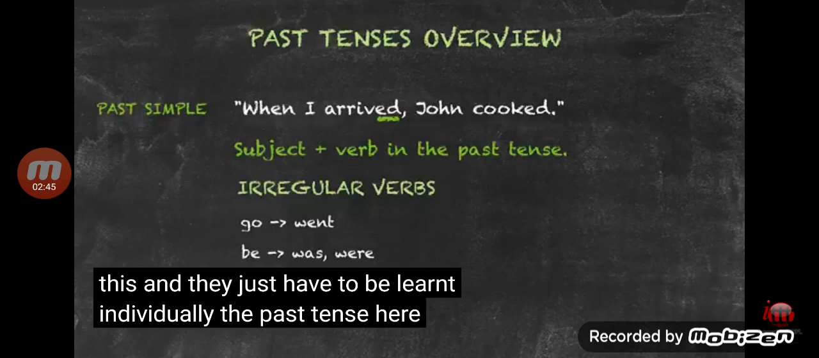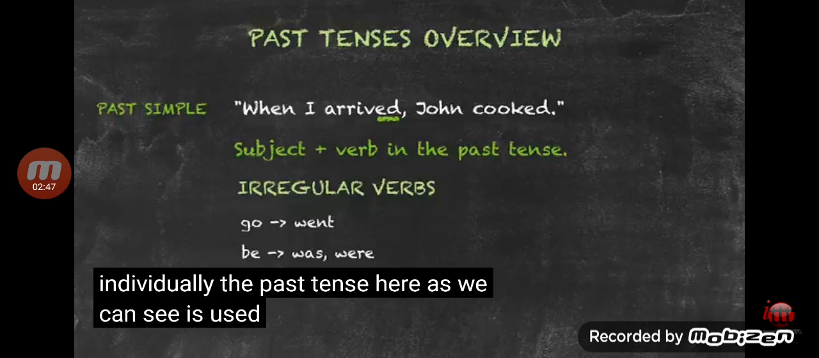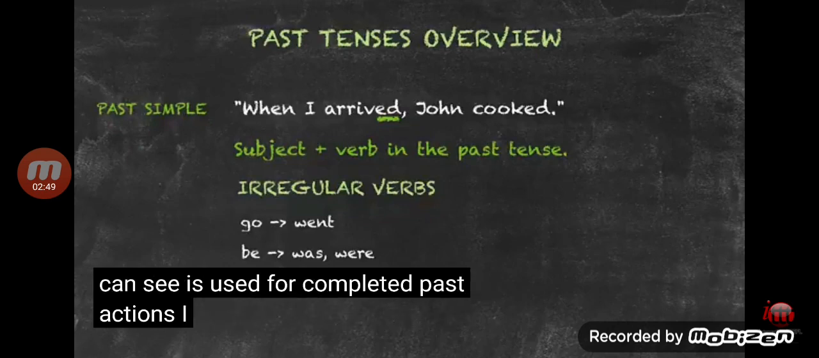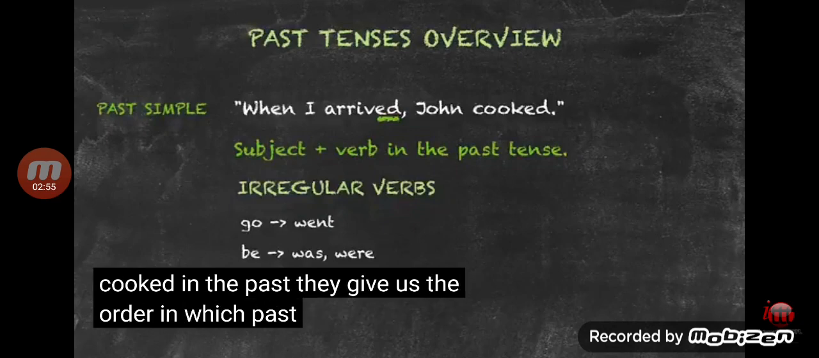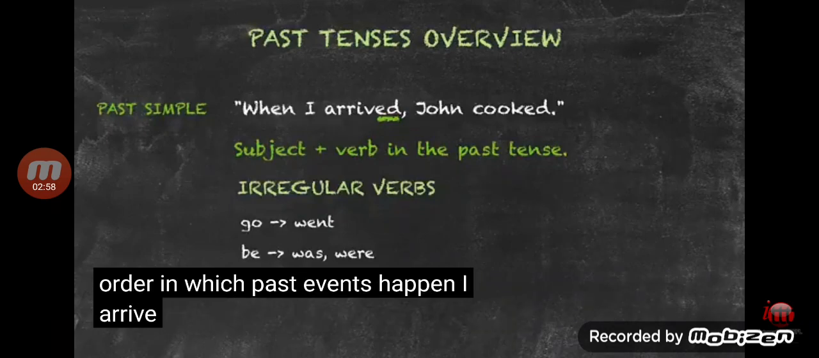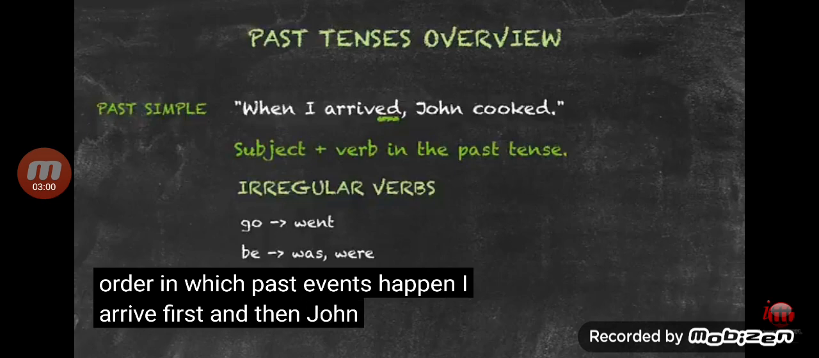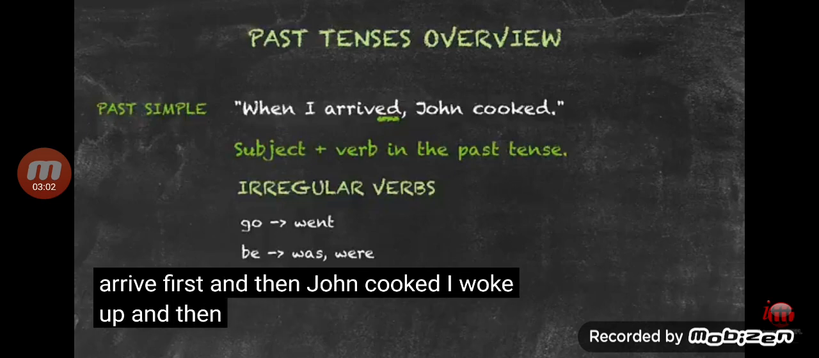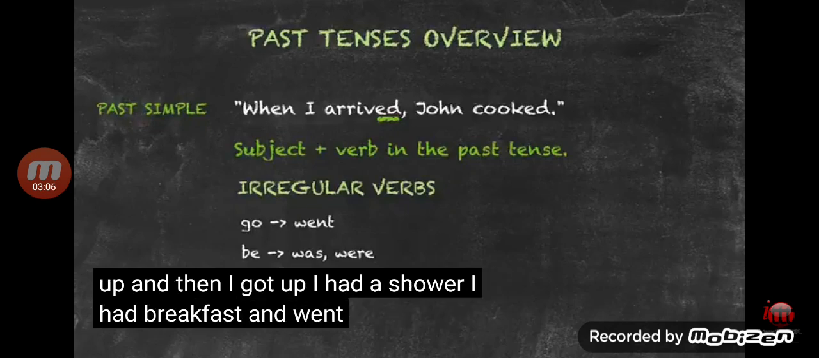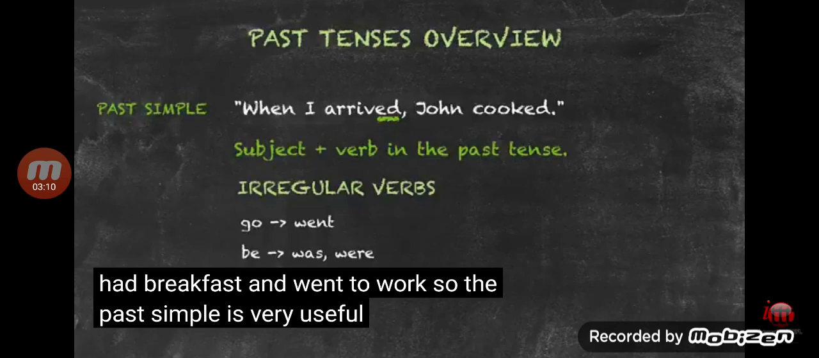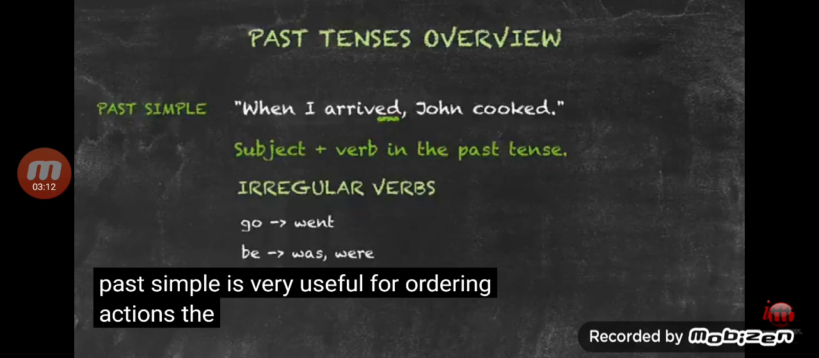The past tense here, as we can see, is used for completed past actions. I arrived in the past, and John cooked in the past. They give us the order in which past events happen. I arrived first, and then John cooked. I woke up, and then I got up. I had a shower, I had breakfast, and went to work. So the past simple is very useful for ordering actions.